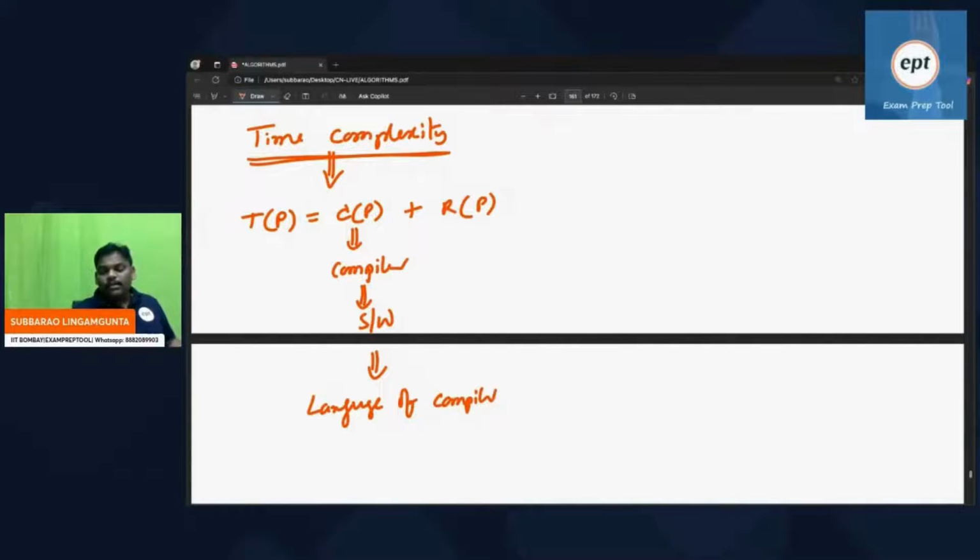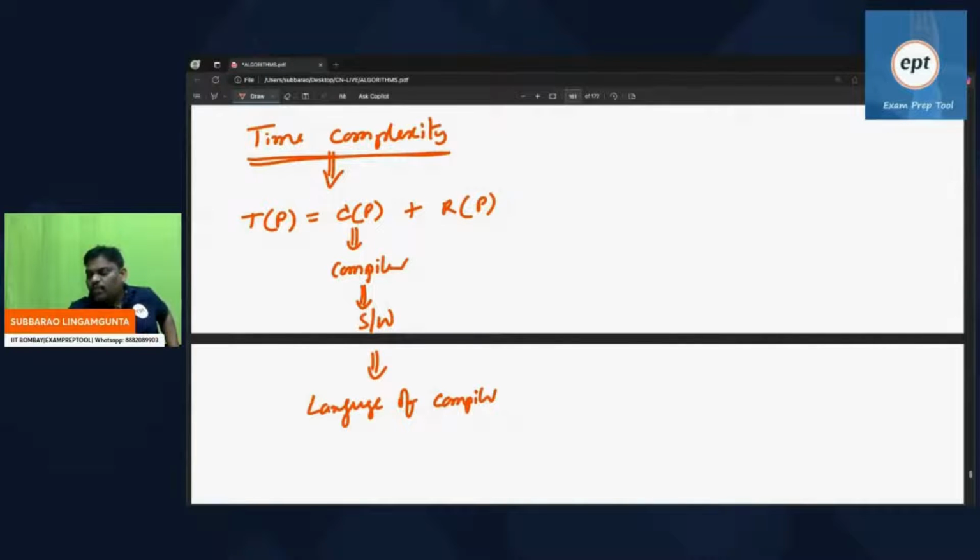Assume that software you wrote using a faster language, then compilation time will be less. Suppose the software you build using the old, slow language, compile time will be more. What I mean to say is that time complexity of any program is based on compile time plus runtime. Compile time is based on the compiler, which is a software.